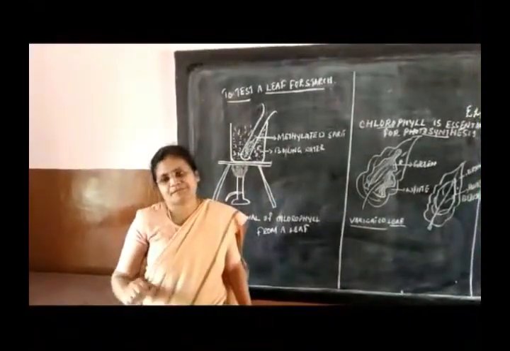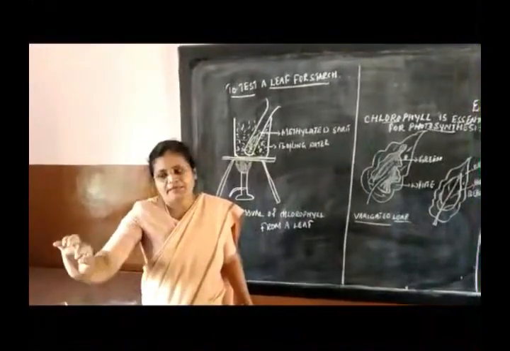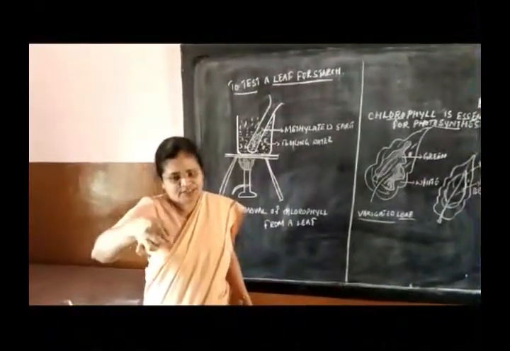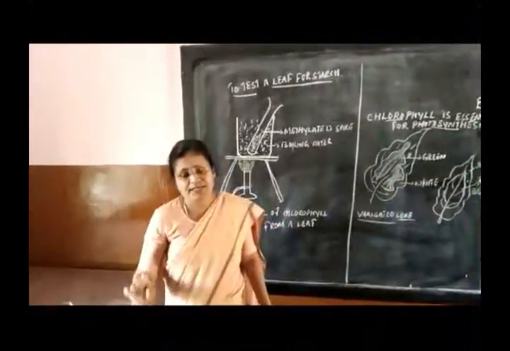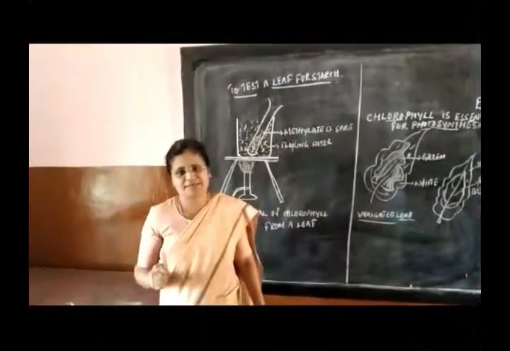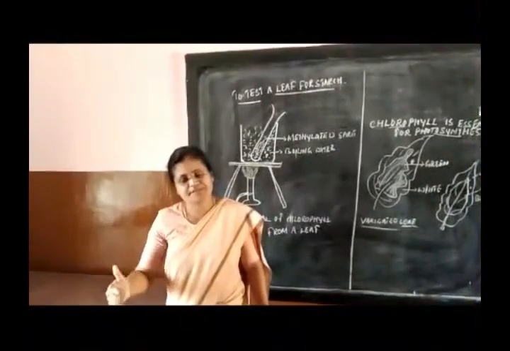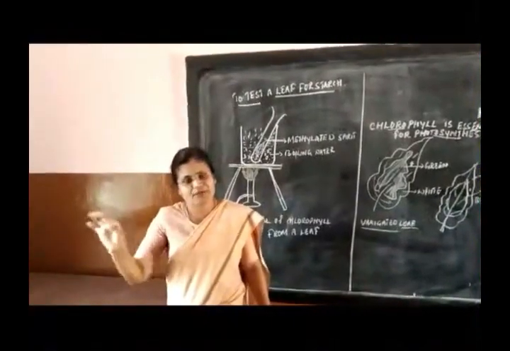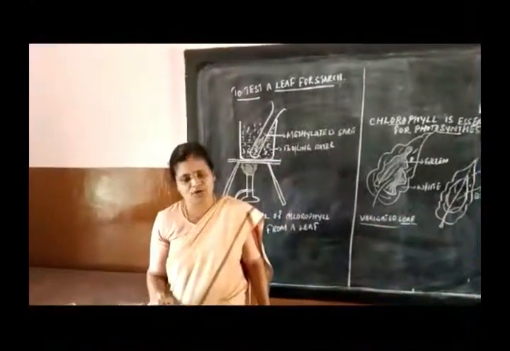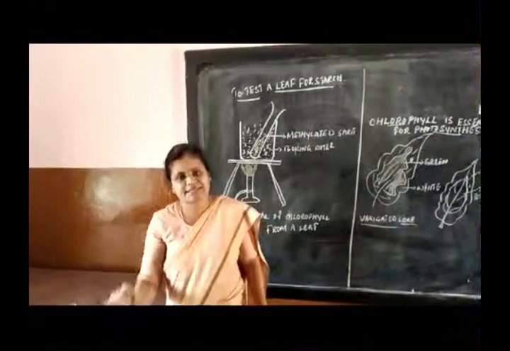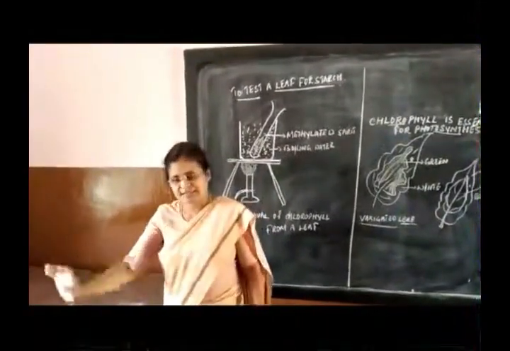The first step is, at the end of each experiment, we pluck the leaf. When you pluck the leaf, the first thing we do is dip it in boiling water. Why do we dip it in boiling water? In order to kill the cells. They will ask in the exams, what is the first step of the starch test? The first step is, we pluck the leaf, remove it and dip it in boiling water, to kill the cells.